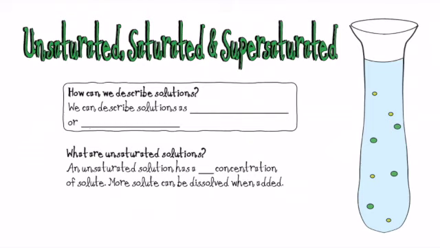Unsaturated, saturated, and supersaturated. How can we describe solutions? We can describe solutions as saturated, unsaturated, or supersaturated. What are unsaturated solutions? An unsaturated solution has a low concentration of solute. More solute can be dissolved when added. So compared to the volume of solvent, there's very little solute in an unsaturated solution.